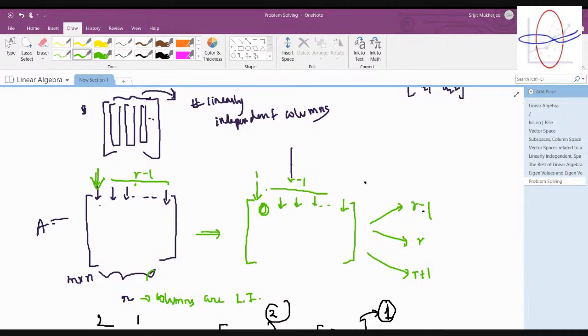Any doubts from your end, guys? Any doubts from your end? So yeah, this is really important. You should understand how it can really happen. What was the example for increasing the rank?